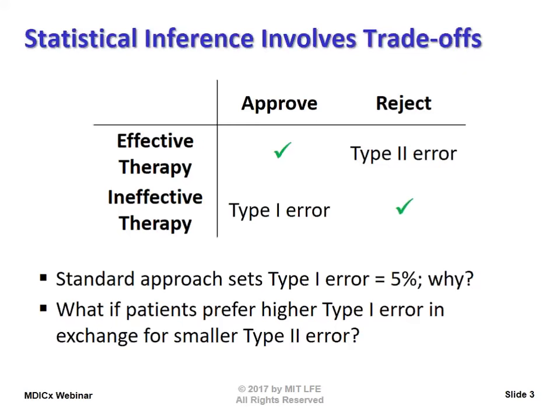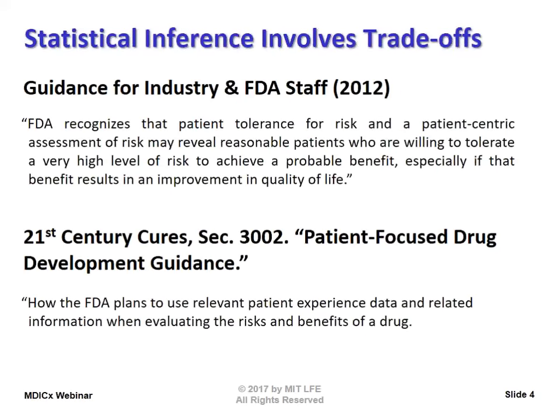So clearly, there's a trade-off between type 1 and type 2 error, but we don't really talk about that trade-off explicitly, although all of us are thinking about it implicitly. And our approach is to try to figure out how to do this in a systematic way. In other words, how to calculate the particular trade-off between type 1 and type 2 error in order to do the best for patients. Now, this is not a new issue. Obviously, the FDA has already issued guidance back in 2012 that patient tolerance for risk is actually an important factor to consider.